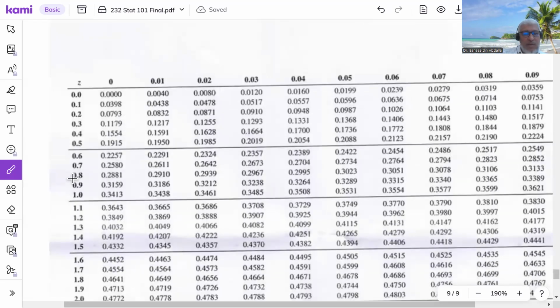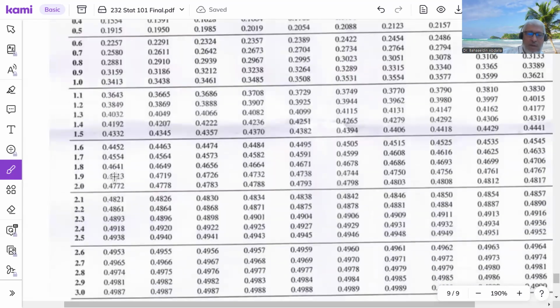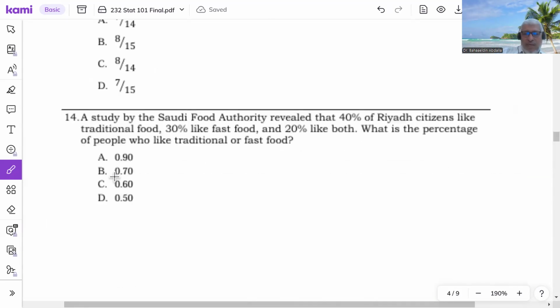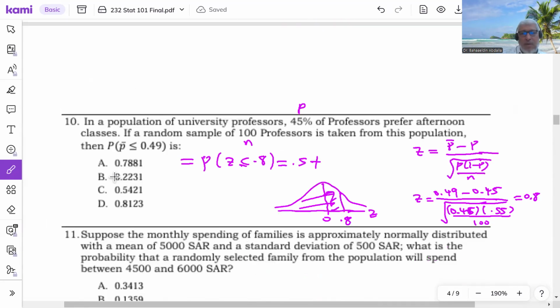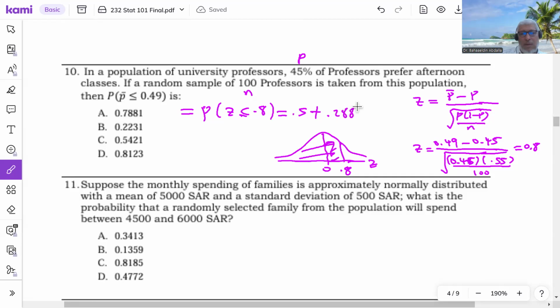What is the answer? 0.8, so this one, 0.2881. So 0.2881. If we add them, we get 0.7881. So the correct answer is A.